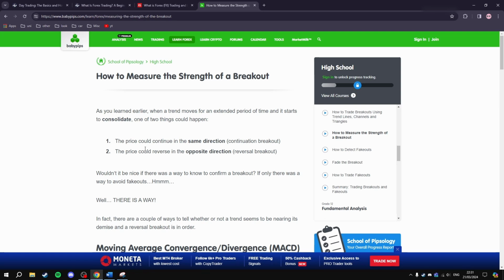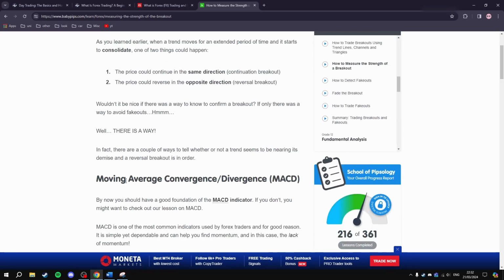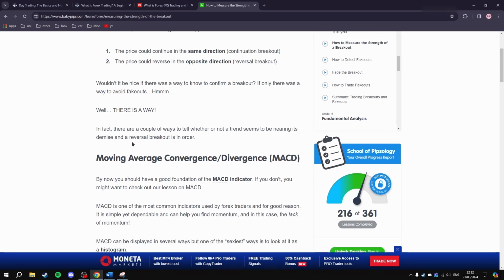As you learned earlier, when a trend moves for an extended period of time and it starts to consolidate, one or two things could happen. The price could continue in the same direction, a continuation breakout, or the price could reverse in the opposite direction, a reversal breakout. Wouldn't it be nice if there was a way to confirm a breakout? If only there was a way to avoid fakeouts. Well, there is a way. In fact, there are a couple ways to tell whether or not a trend seems to be nearing its demise and a reversal breakout is in order.